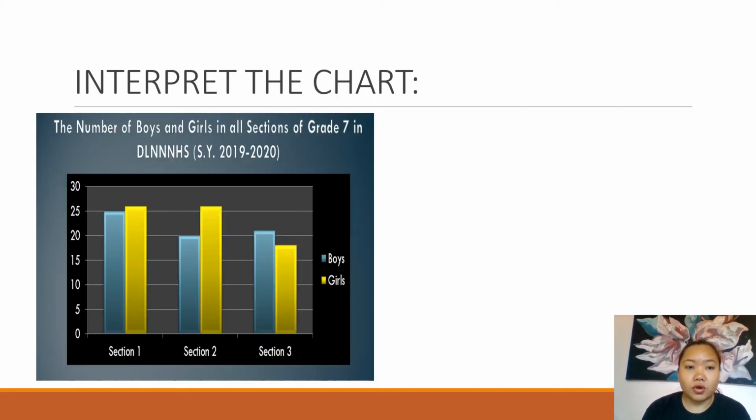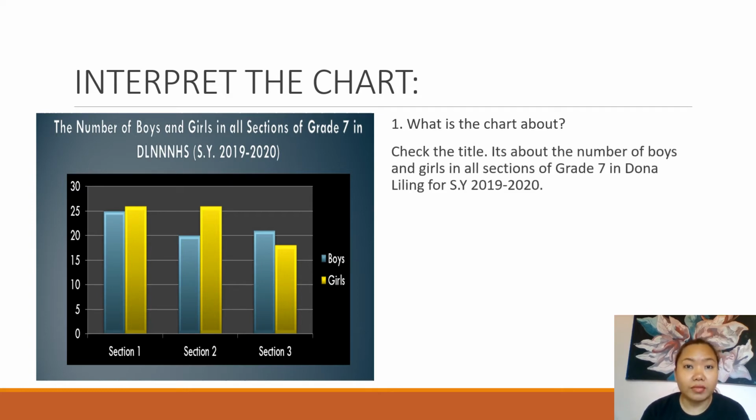Okay, so question, what is the chart about? You can see it from the title. Check the title. It's about the number of boys and girls in all sections of grade 7 in Doña Liling for school year 2019-2020. So, how many boys and girls are in each section of grade 7 in that school year. So very easy. You just need to look at the title and you will already know what the chart is about.